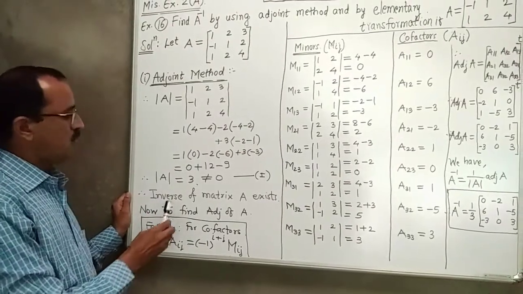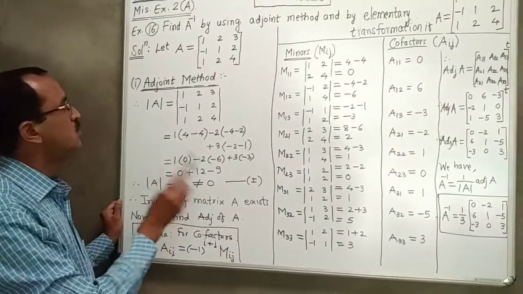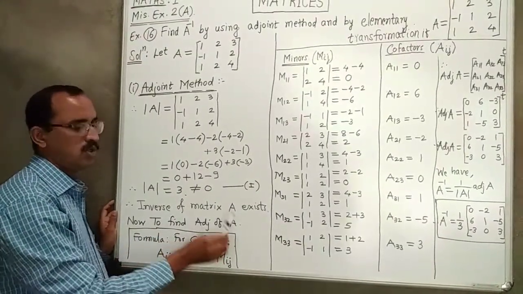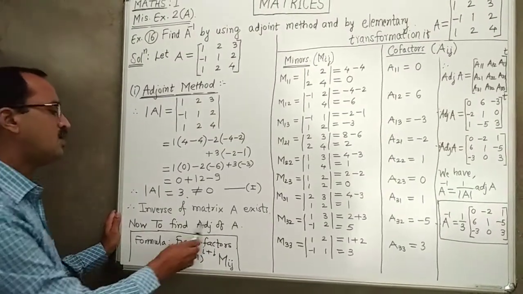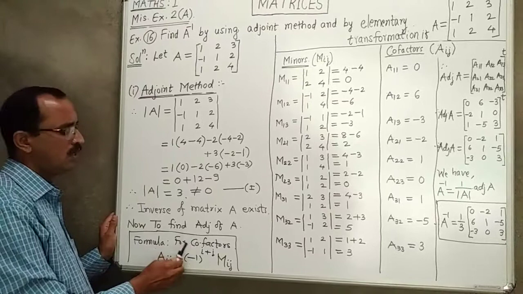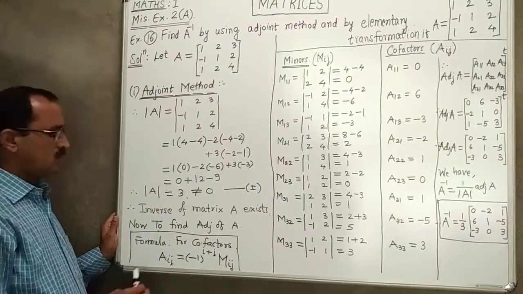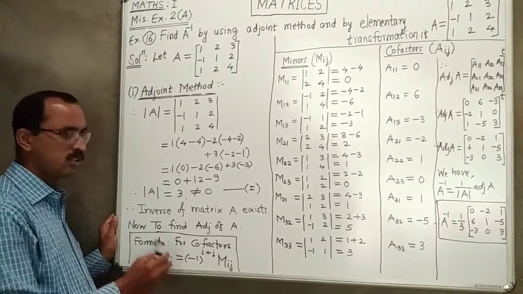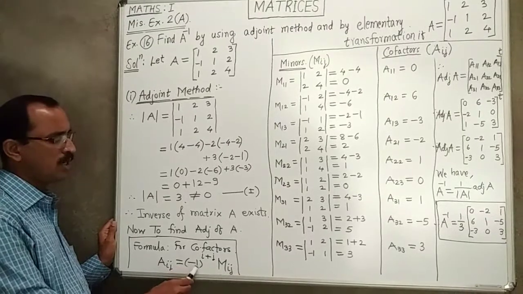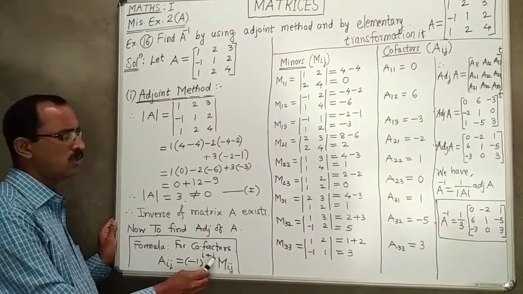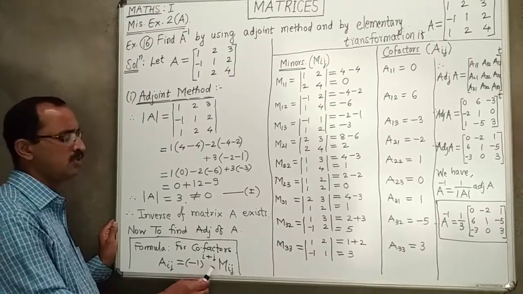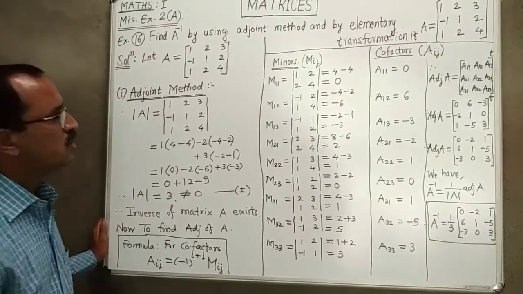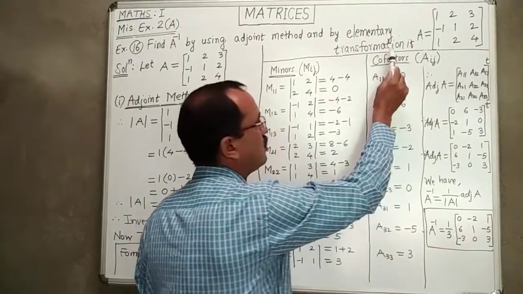Now, to find inverse by adjoint method, we have to find adjoint of A. To find adjoint of A, first of all, we have to find cofactors. For cofactors, the formula is Aij, cofactor of element aij, which is equal to minus 1 raised to i plus j into Mij. i means row number, j means column number. Mij is the minor of aij. So here we find minors and then cofactors.